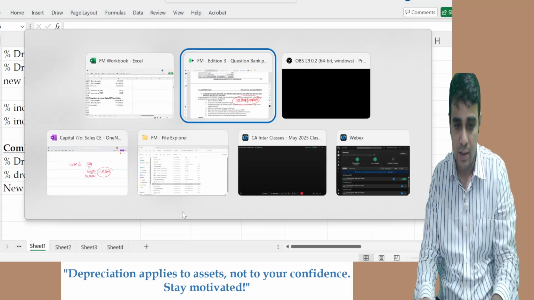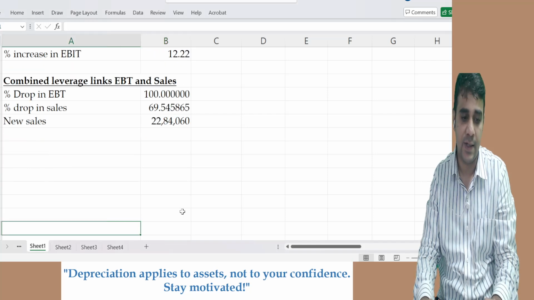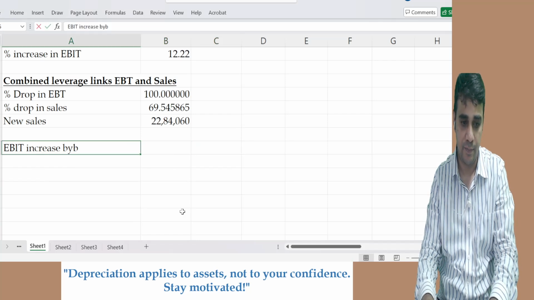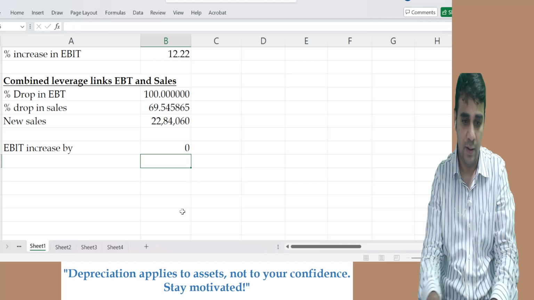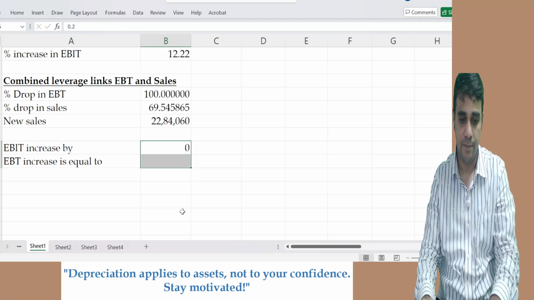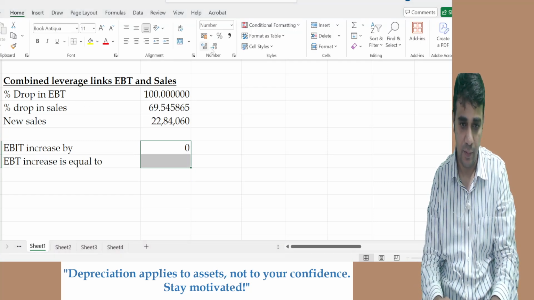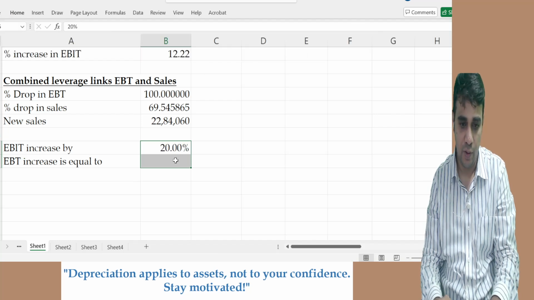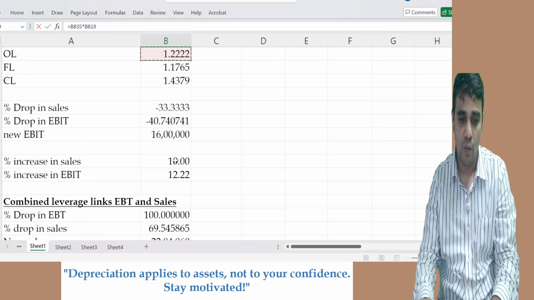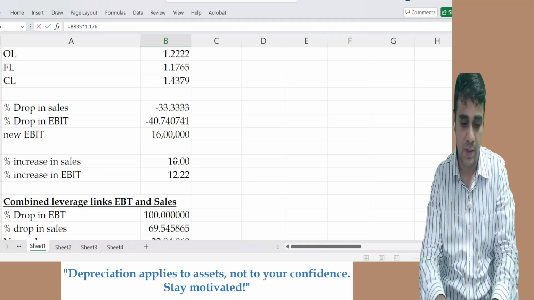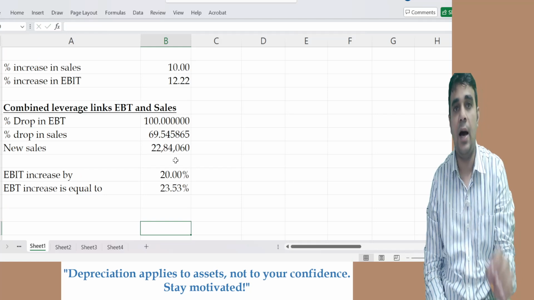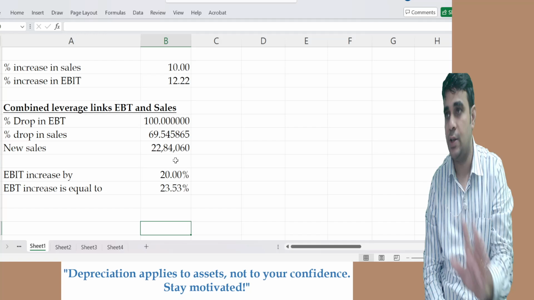Then the last part is EBIT increases by 20%. EBT increase is equal to 20% into the financial leverage. The financial leverage is 1.1765, so 23.53%. Any doubts on this? If they ask the number, then I'll do more decimals to ensure that I get the right answer.